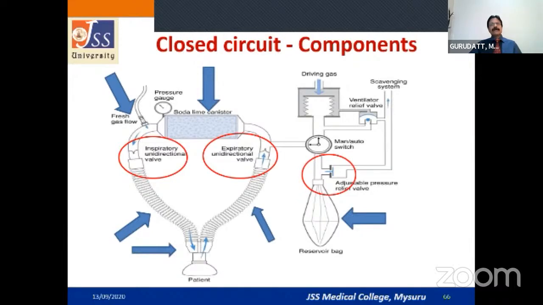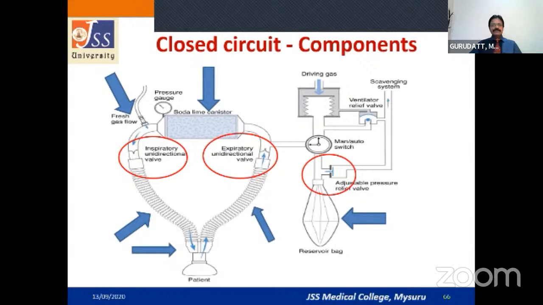the auto switch, manual to ventilator switch. Once you go to auto, automatically the bag gets bypassed and the gases will go to the ventilator. We also can have the scavenging system from the ventilator through the ventilator relief valve.